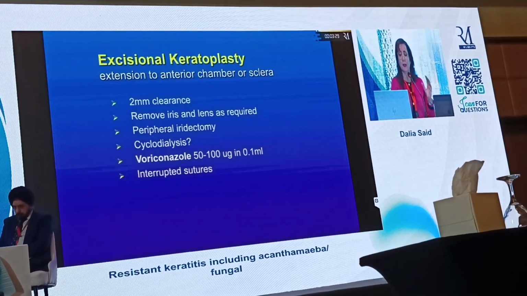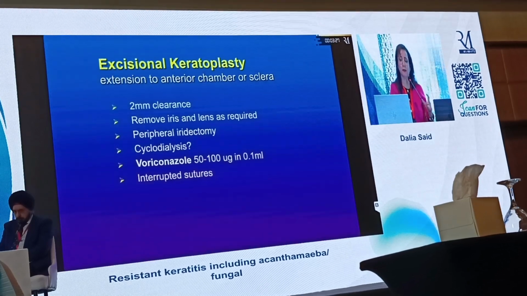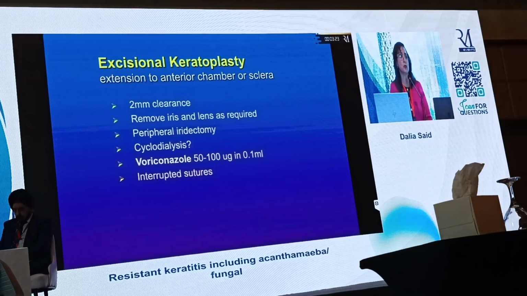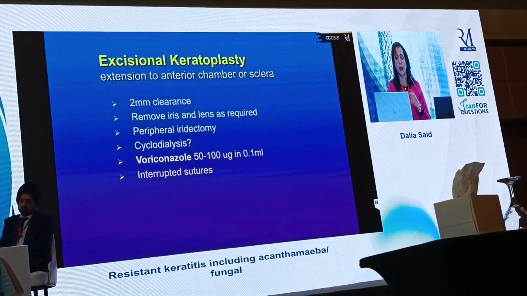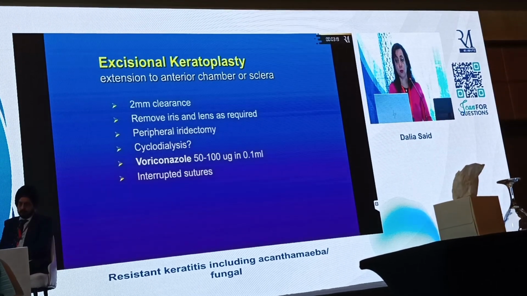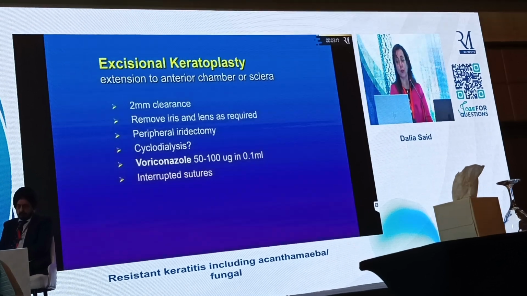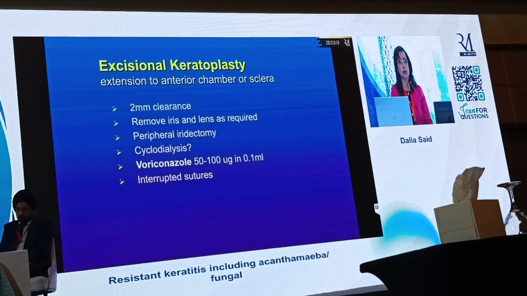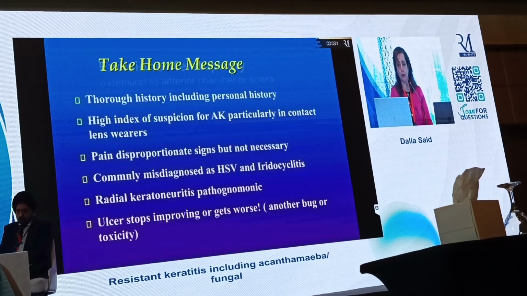If you're doing an excisional keratoplasty, try and get 2 millimeters of clearance. You might need to remove the iris and lens. Do not forget your peripheral iridotomy. And then also you can sometimes need to give voriconazole injection intrastromal, and make sure you do interrupted sutures, because you might need to remove them early.